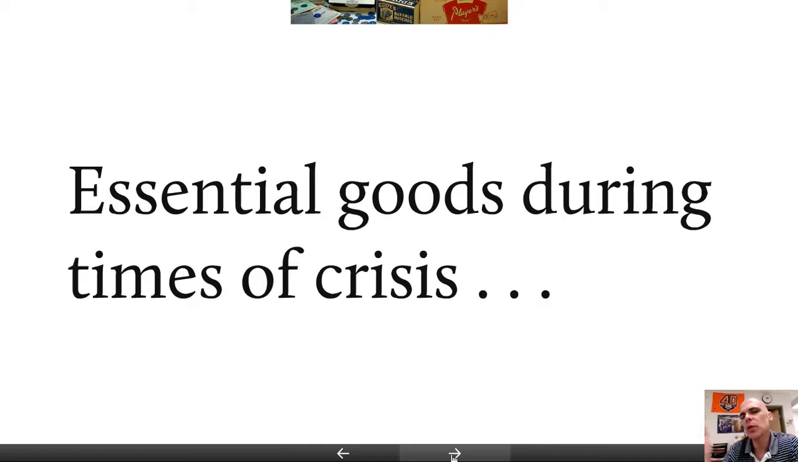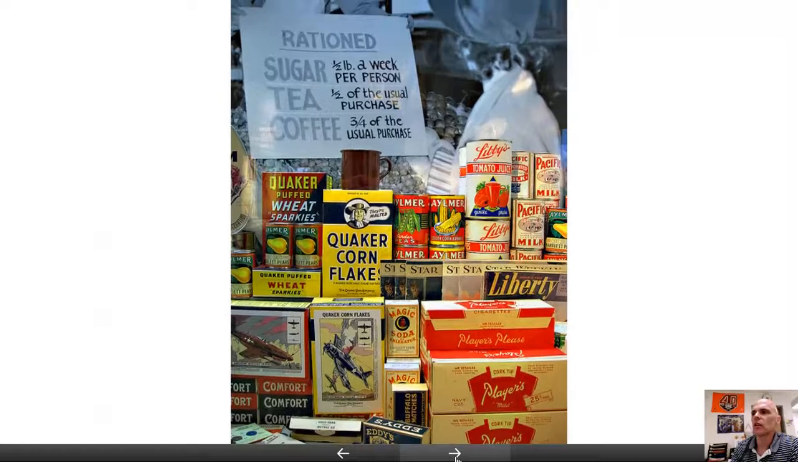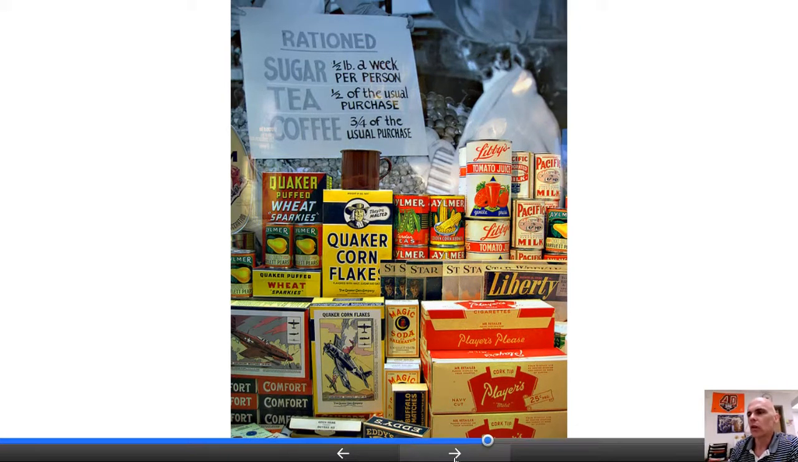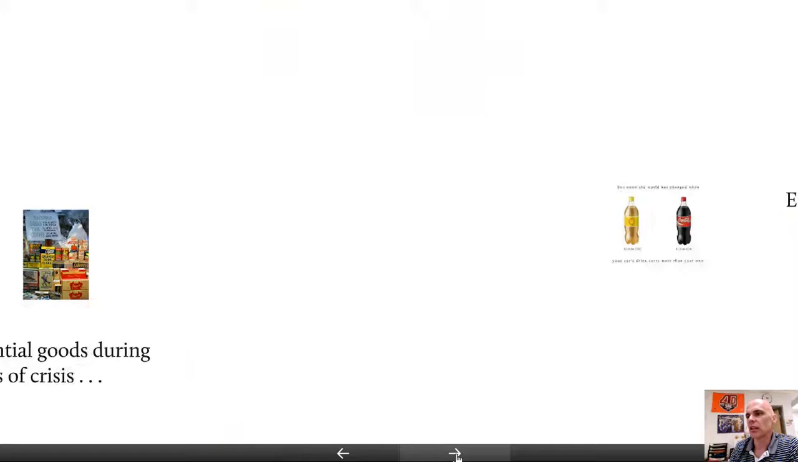Essential goods during times of crisis. So what's a product that should be regulated? Well, during a time of crisis, and we've lived through some times of crisis recently, we want to make sure that people have maybe equal or equitable access to life-saving goods, life-altering goods. So during wartime, during World War I and World War II, there was rationing of different essentials for your diet, things like sugar and tea and coffee, that even if you had enough money, you weren't allowed to buy more than what the government was rationing.